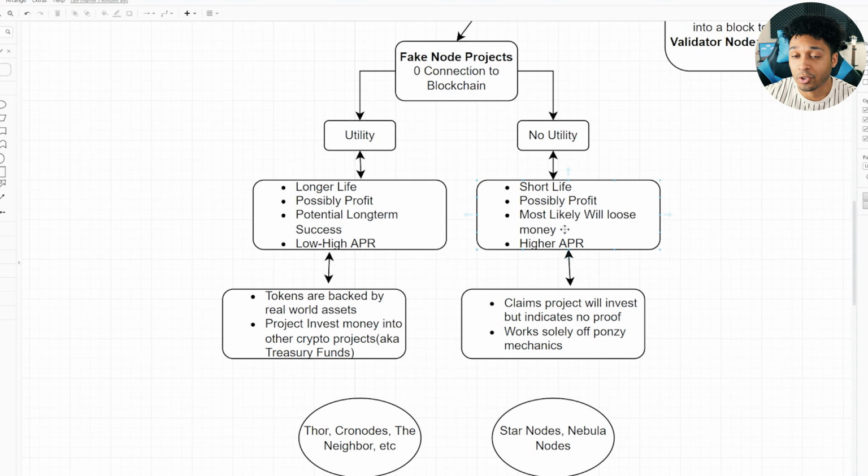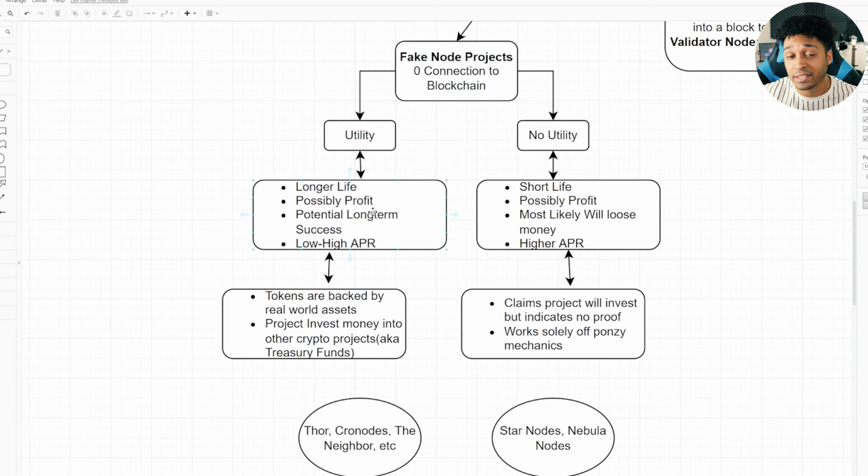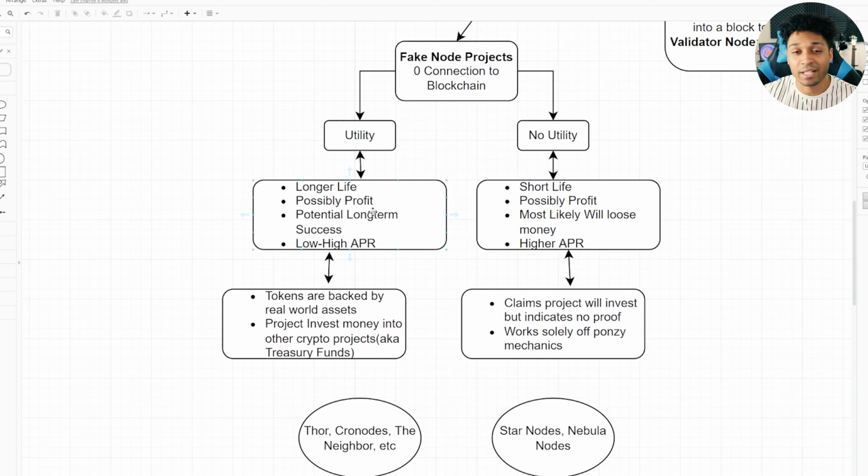Now, going up to the fake node projects with utility, it kind of changes up a little bit. And the name fake doesn't really seem that harsh when the node projects can have utility, but in primarily these types of ways. So generally, fake node projects with real utility will have a longer life. They're more sustainable in turn because they're not claiming these crazy high APRs. You can still possibly profit. There's never a for sure thing that you are going to profit. The project could be really successful, but if the community isn't supporting the project, and if the developers aren't doing enough on their end, then the project could still definitely fail and you can lose money. So I put possibly profit here because you're still not guaranteed profit.